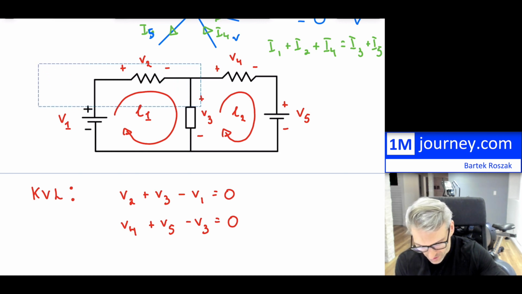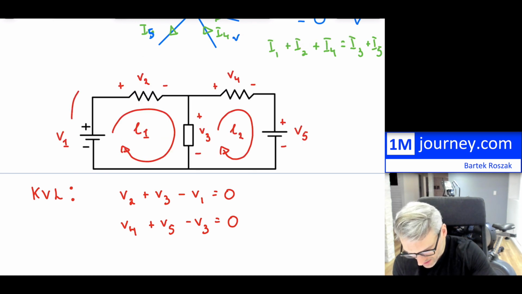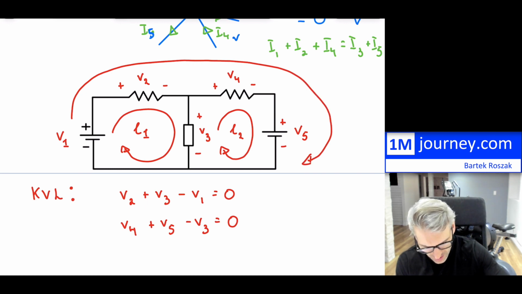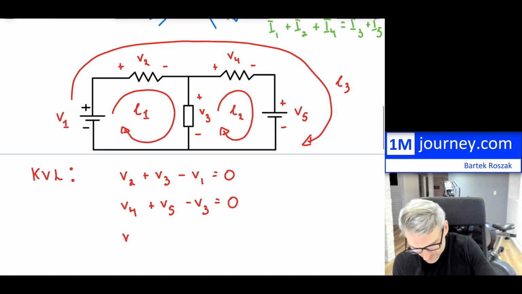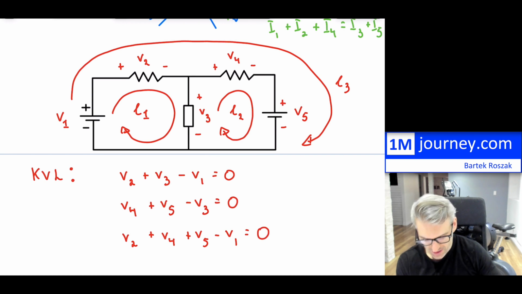So if I shift this a little bit over for you, here's my last loop all the way around. Going back through this, let's call this loop number 3. Now how this one would look is V2 plus V4. Notice I'm not going through here, so I can't be counting this one, because I'm going all the way across that way. So that's V4 plus my V5 and then minus my V1, and that is equal to 0.